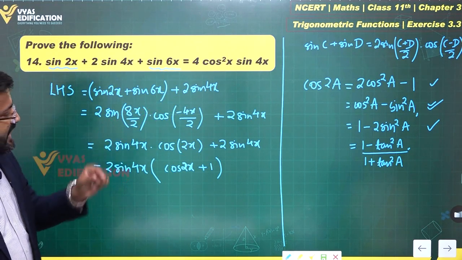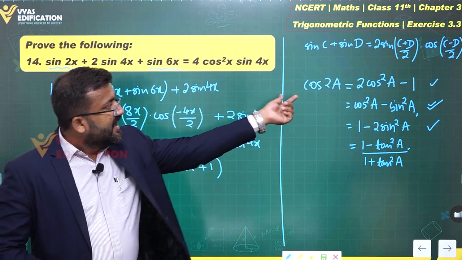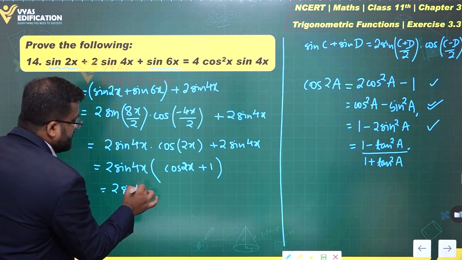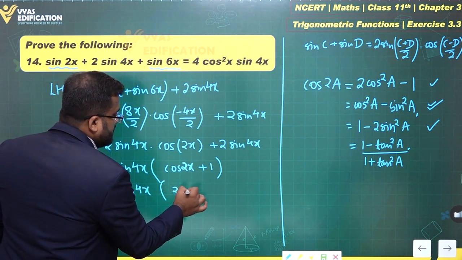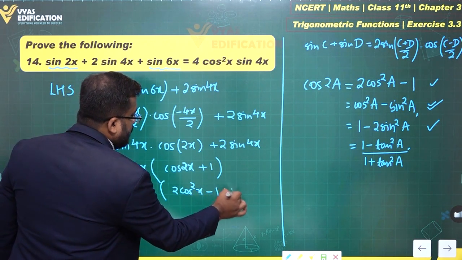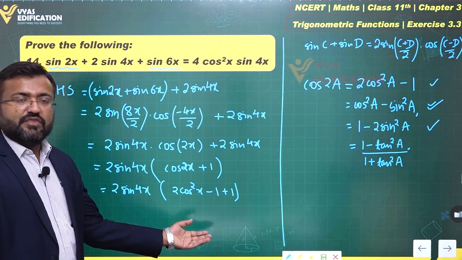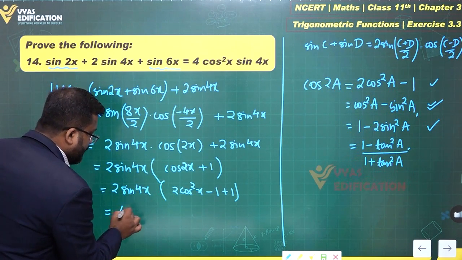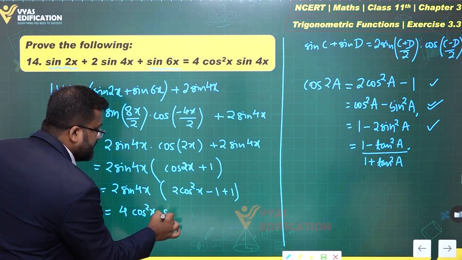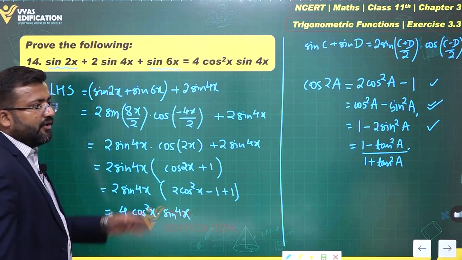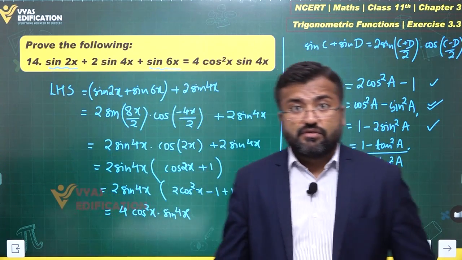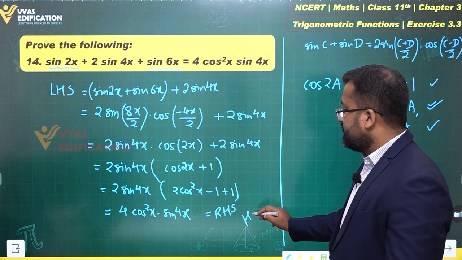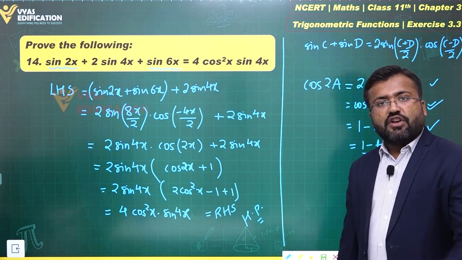Right. Which form do I require? I require cos 2x is equal to 2 cos square x minus 1. So let's use that. This is 2 sine 4x, which is pretty simple. In the bracket, you have 2 cos square x minus 1 plus 1. This will be 2 cos square x. And is that what we require? Yes. This is 2 times 2 is 4 cos square x times sine 4x. Take a look at the RHS. Do they look similar? Yes, they look similar. Hence, proved.